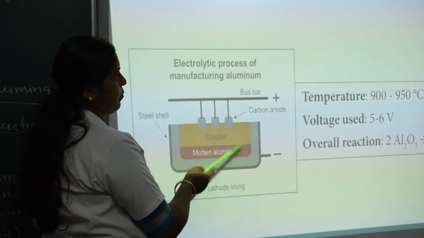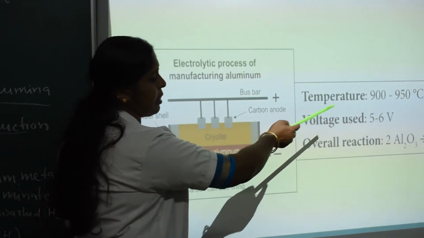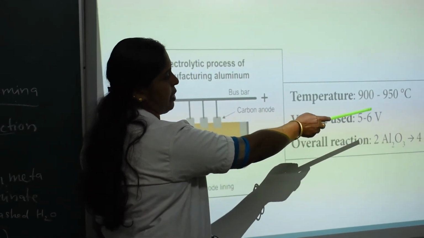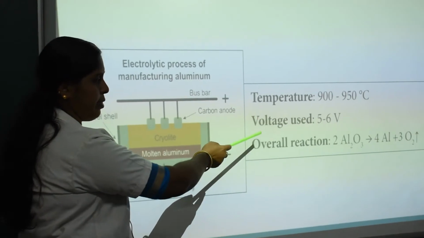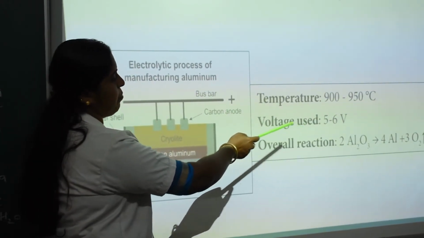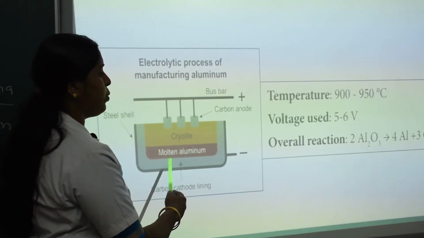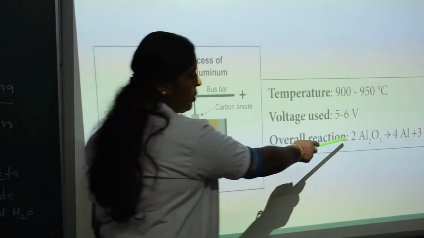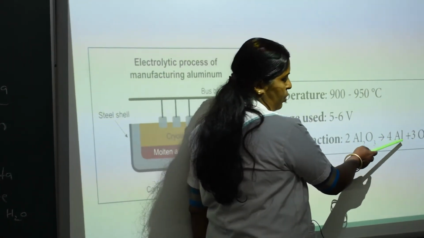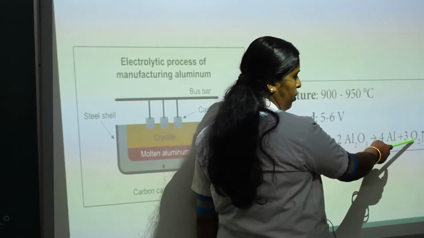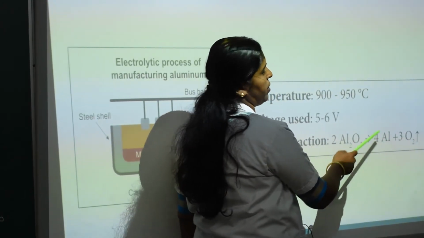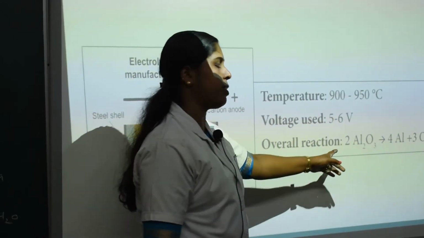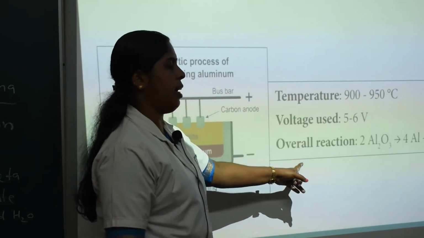The temperature for this electrolytic process is 900 to 950 degrees Celsius. The voltage used is 5 to 6 volts. The overall reaction is 2Al2O3, that is alumina, reduced to aluminium, Al, and oxygen. This aluminium is formed at the cathode and oxygen gas is evolved at the anode.